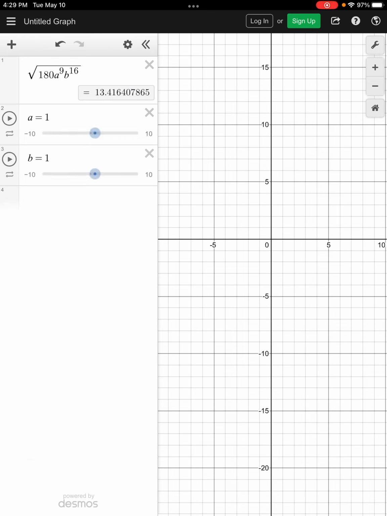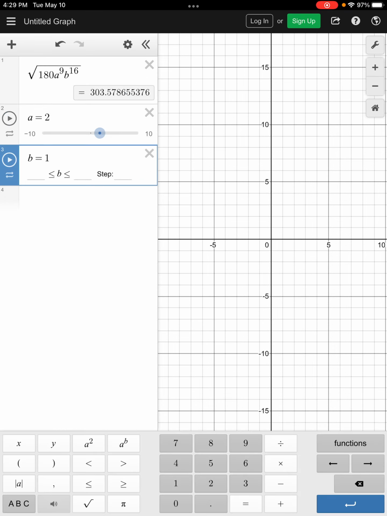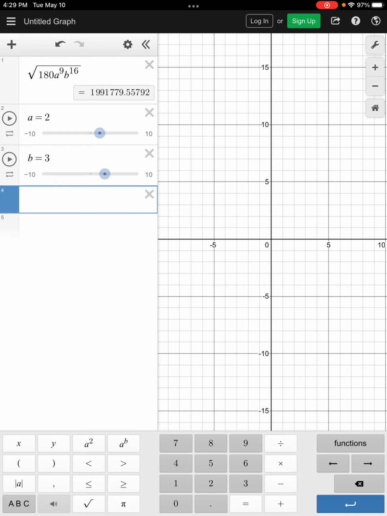Slider, let's get like 2. I can't stop it there. 2, and the b is going to equal 3. All right, so I'm looking for a gigantic number like 1,991,779.55792. You're like, wow, how can that possibly be an answer choice? Well, let's check it out.